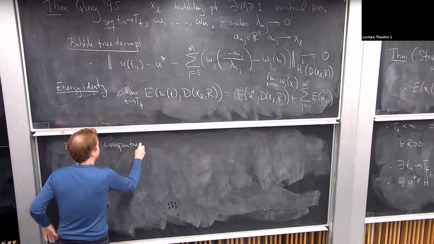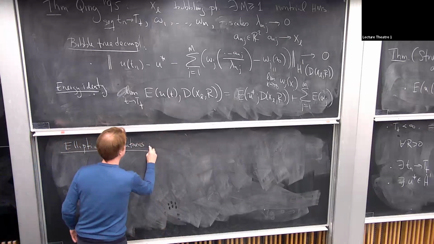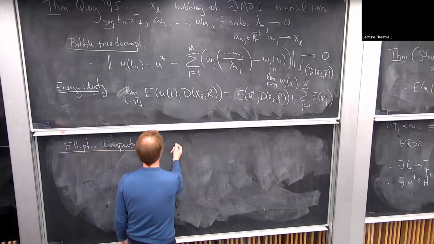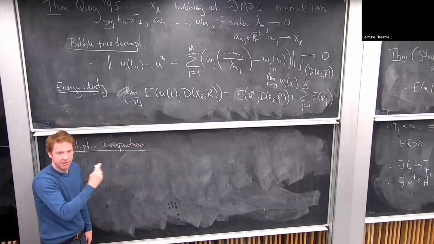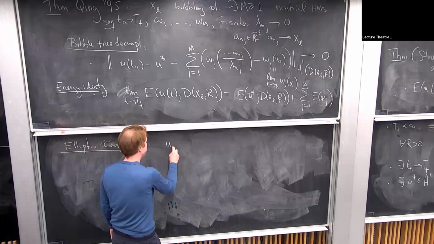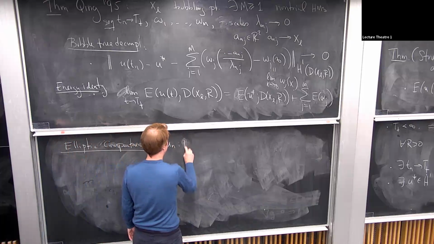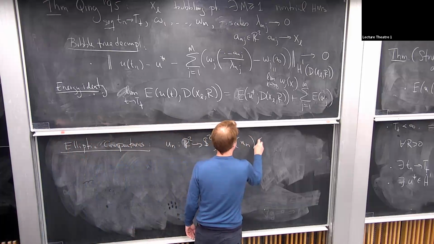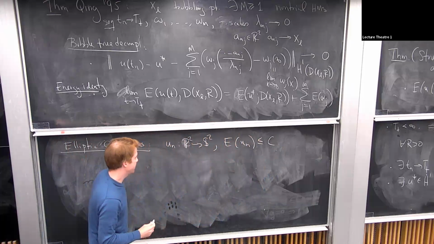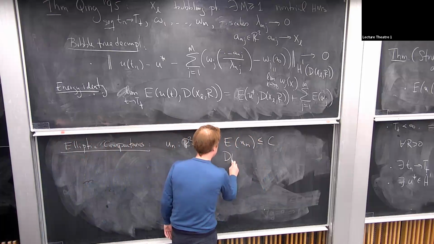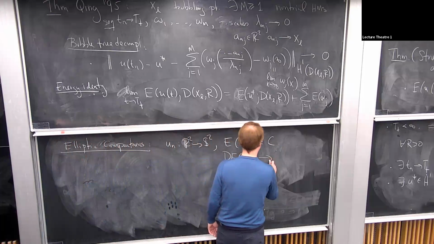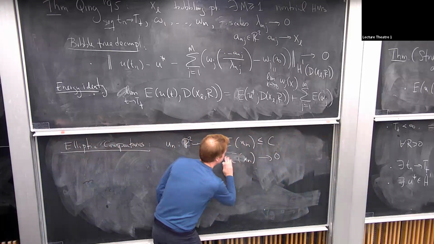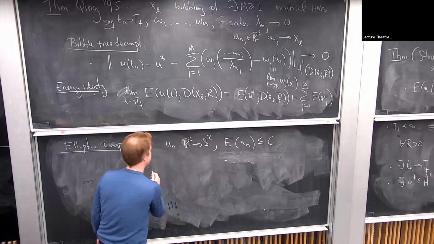elliptic compactness lemma, or elliptic concentration compactness lemma, which says the following. It's a concentration compactness of Palais-Smale sequences. So if I have a sequence of maps with bounded energy, so I want to have some Palais-Smale type conditions, something like this, but I'm going to localize it.